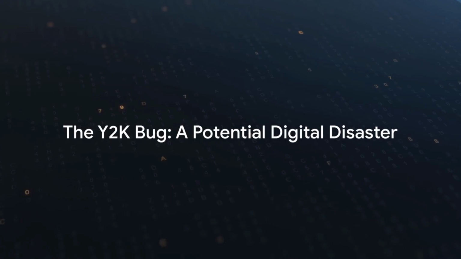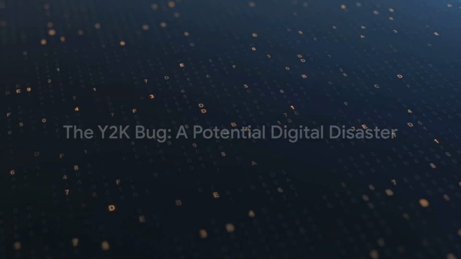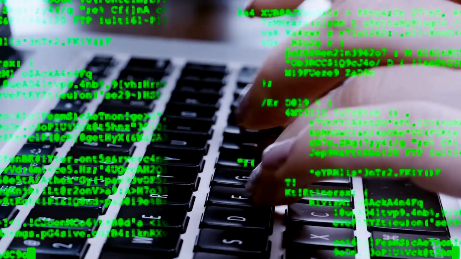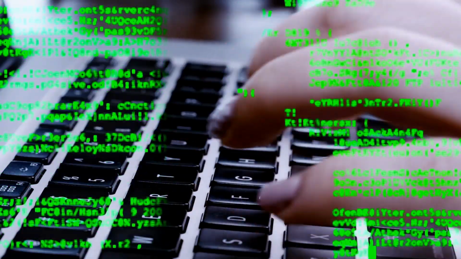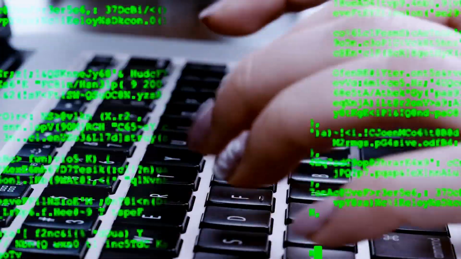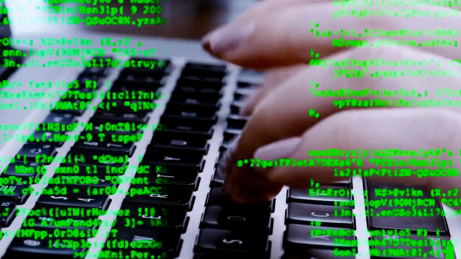Y2K bug that caused a global panic at the turn of the millennium? Yes, we're diving deep into the turn of the 21st century when the world was caught in the grip of a potential digital disaster known as the Y2K bug. This bug was an unintended consequence of a common practice among computer programmers in the mid-20th century.